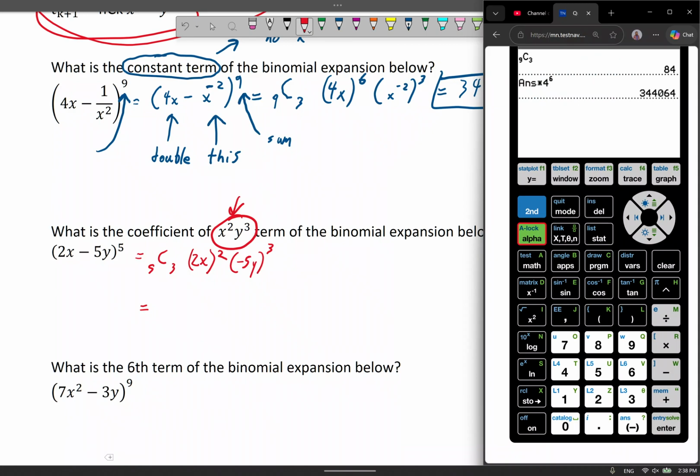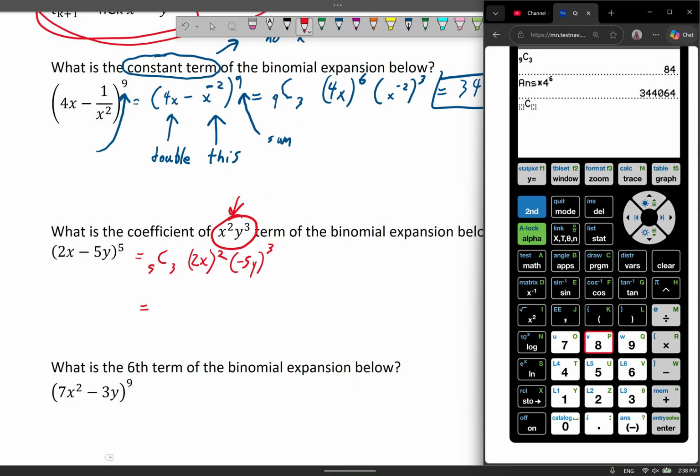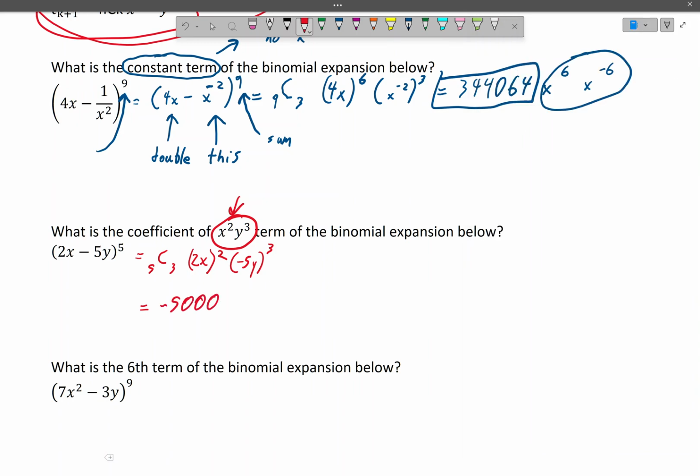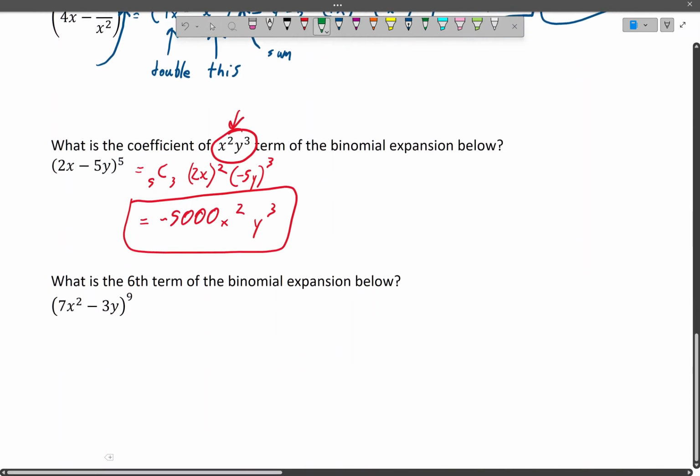Oh, fun fact, if you press alpha, window, and then number 8, it gives you that perms statement, which is nice. Times 2 squared, whoops, times, I'm going to put negative 5 to the 3. And so we get negative 5,000 x squared y cubed as our final answer. So if you just plug it in the formula, it's actually not that bad. It's kind of scary, but it's not that bad.